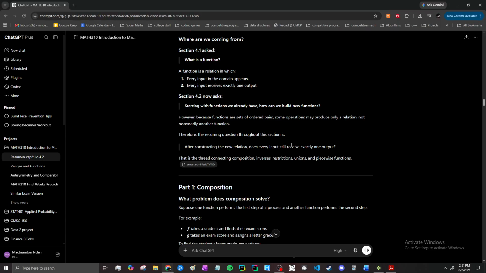Because functions are sets of ordered pairs, some operations may produce only a relation, not necessarily another function. Therefore, the recurrent question throughout this section is, after constructing the new relation, does every input still receive exactly one output? That is the thread connecting composition versus restrictions and piecewise functions.